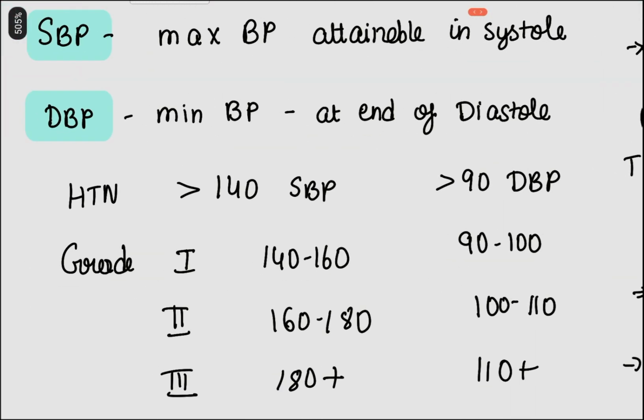SBP is maximum blood pressure attainable in systole. DBP, diastolic blood pressure, is minimum BP at the end of diastole.